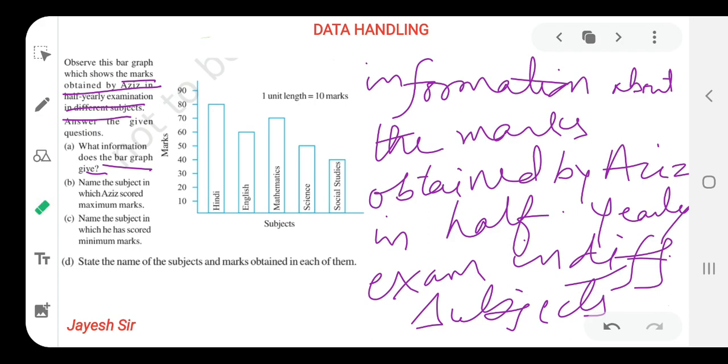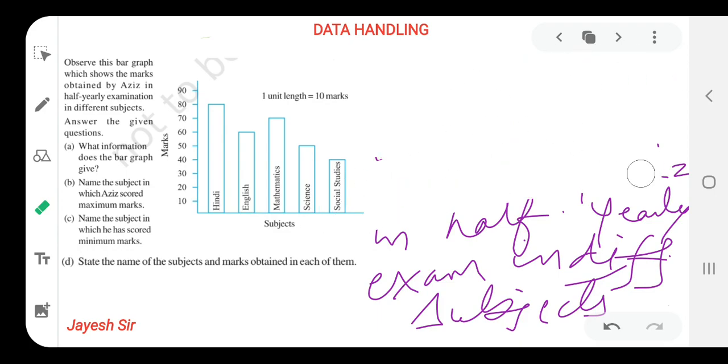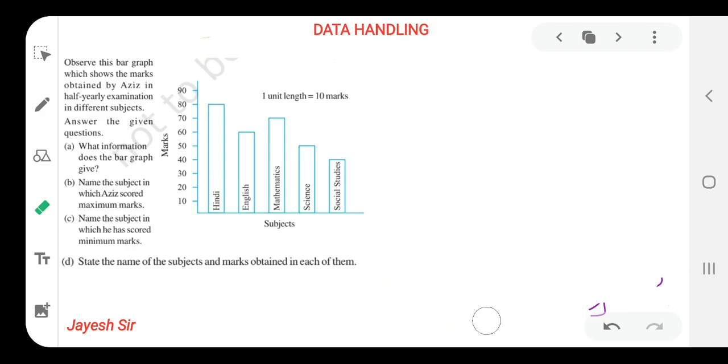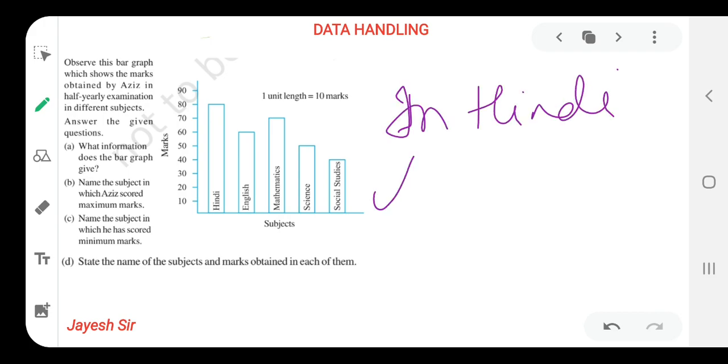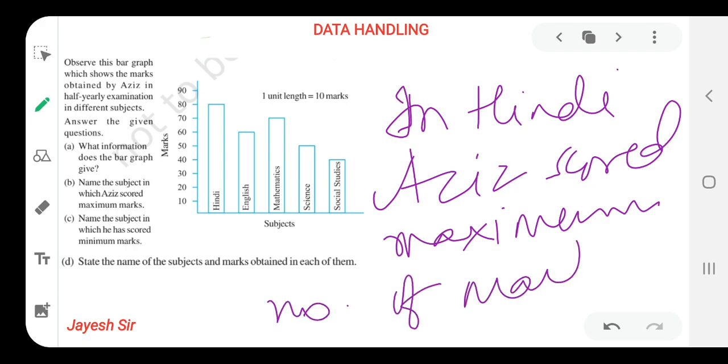So now let us answer the second question based on this sum. Based on this paragraph, what is the second question? Name the subject in which Aziz scored maximum marks. So in which subject did he score the maximum marks? In Hindi, Aziz scored maximum number of marks. Yes friends, I hope you all might be clear with that.